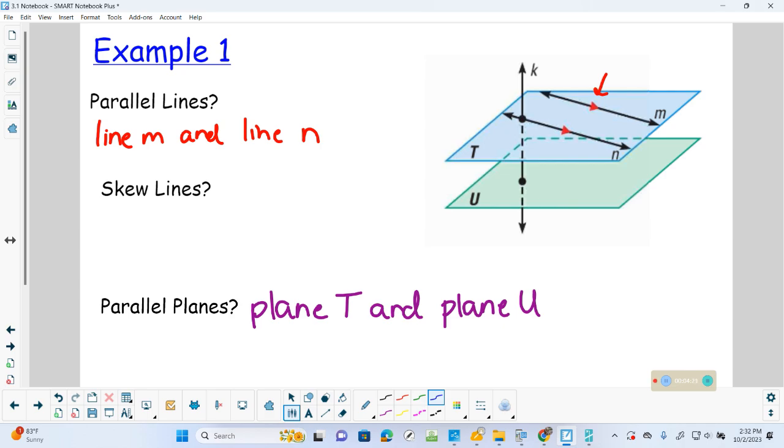Okay, skew lines. This is the new part. You've never talked about skew lines in your life. There are 2 lines that do not intersect, and they're in different planes. So one of the skew lines in the picture is line K. So this guy right here. So what other line do you think is skew to it? They do not intersect. So it's got to be line which one? M or N? Yeah, because M is behind it.